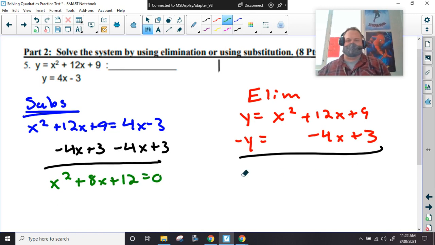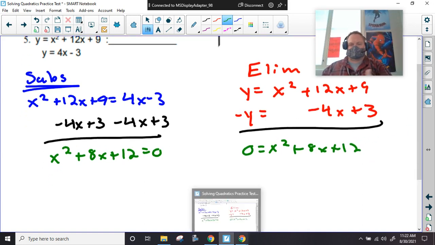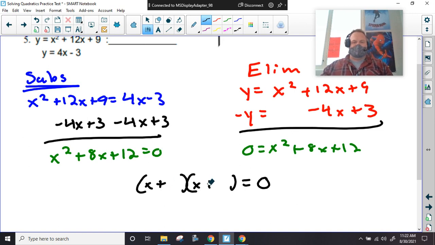All right. So either way, we literally end up with the same thing. Now, from here, remember, we need to factor this. What are the factors of 12 that add up to 8? Yeah, 6 and 2. What two numbers, when you multiply them, you get 12, but when you add them, you get 8?